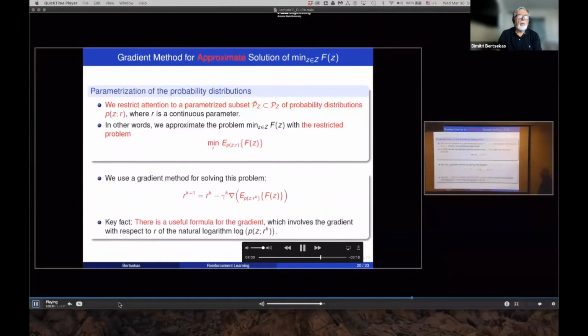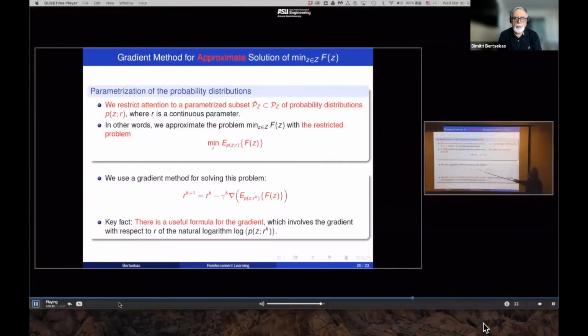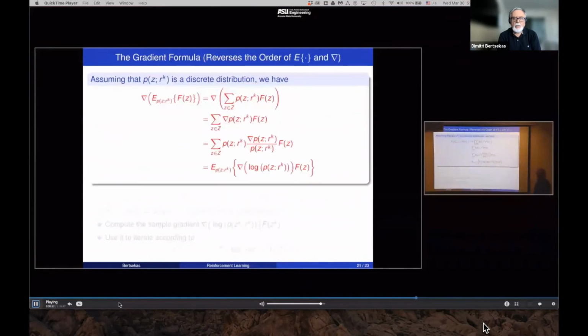Now, how do we calculate this gradient? That's the big question. Calculating this gradient looks very formidable, but it turns out that there's a useful formula that can be implemented in a nice and convenient algorithm. This formula involves the gradient with respect to r of the logarithm of the probability distribution. In the reinforcement learning literature, this is called the gradient trick, I guess. And here it is.